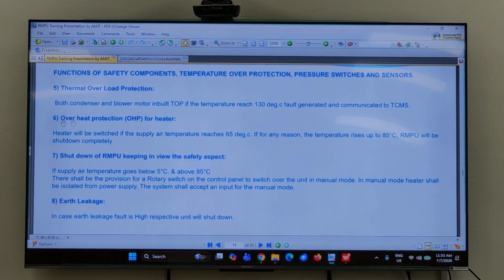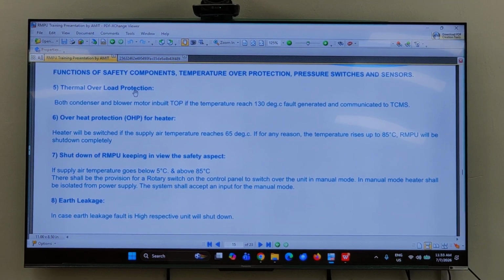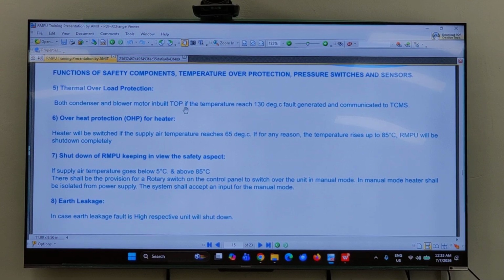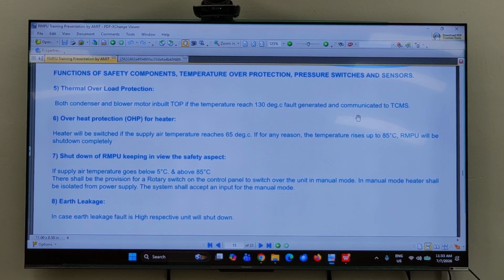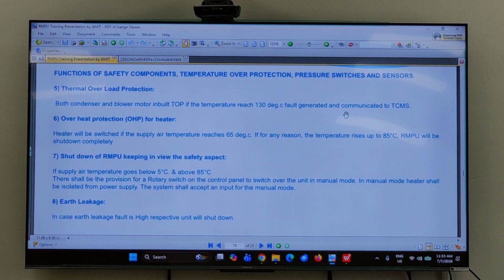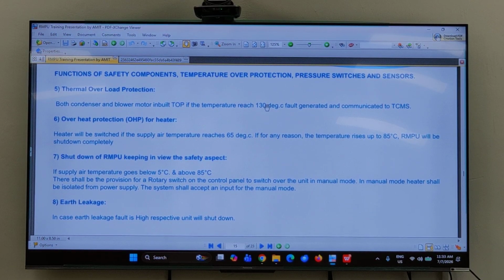So next we have thermal overprotection. Thermal overprotection, that is the TOP, is at 130 degrees Celsius. At that time the condenser blower and water will go off, because of the high temperature.